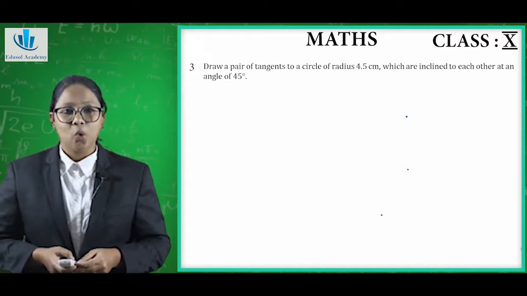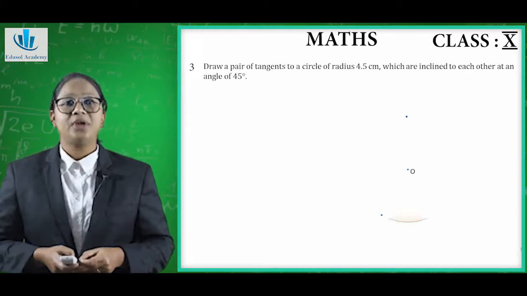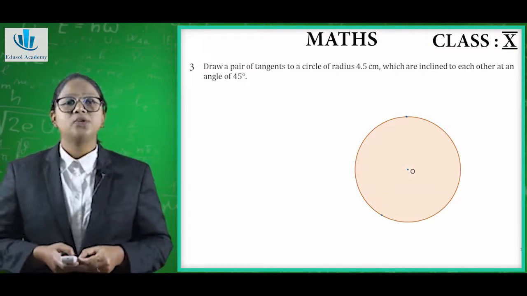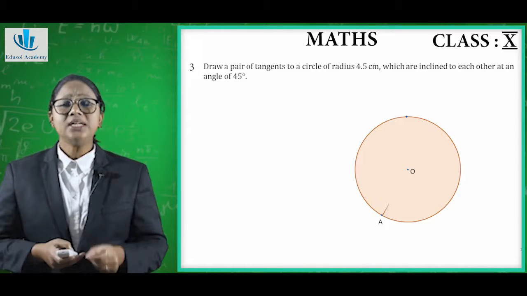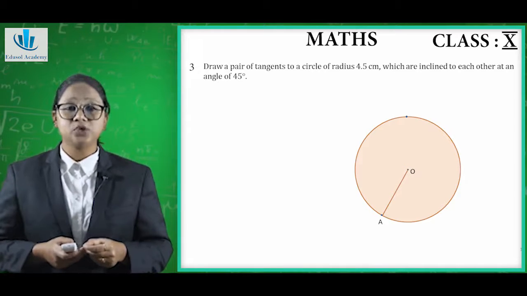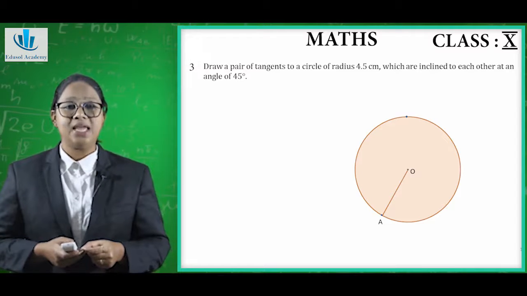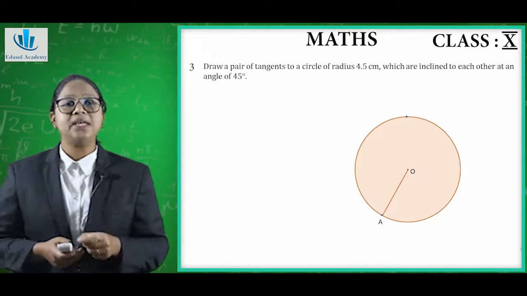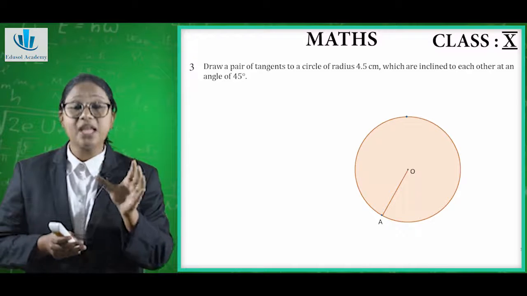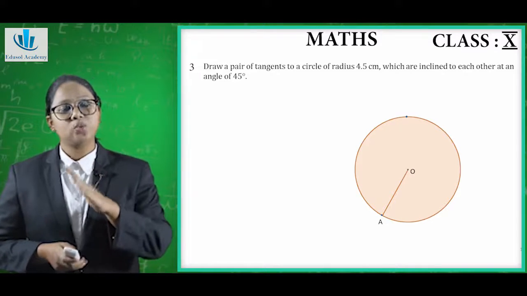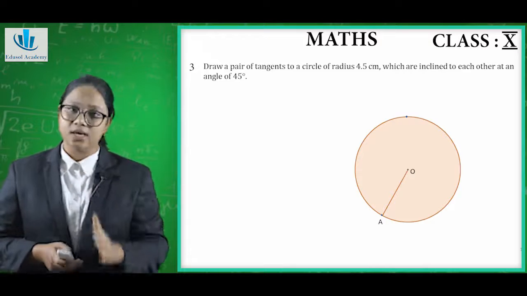Fix a center O and draw a circle with radius 4.5. Draw one radius OA. Now at O we shall construct a 135 degree angle. So the first step is construction of a 90 degree angle. We shall begin with 90 degrees, then go to 120 degrees, then come back to 135 degrees.